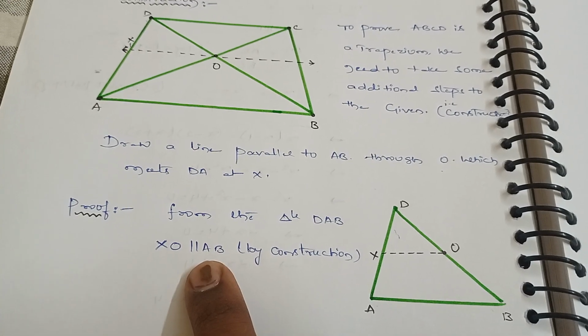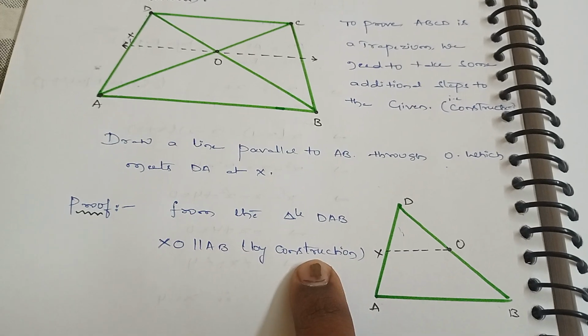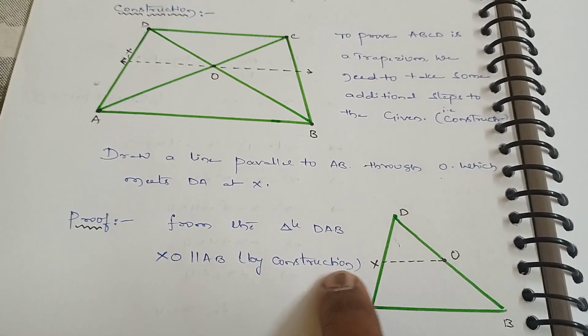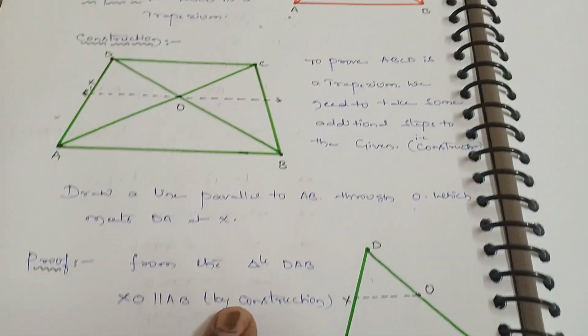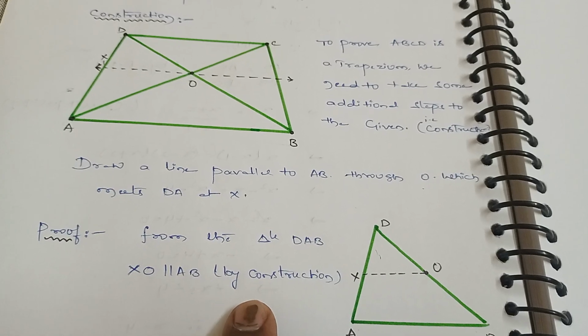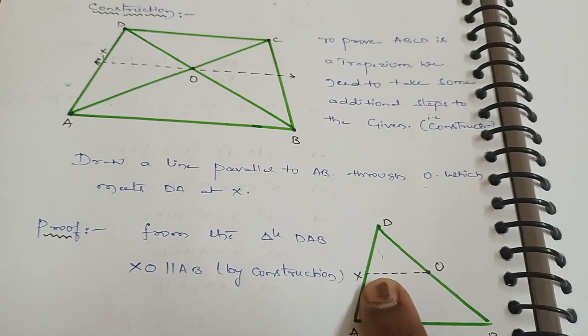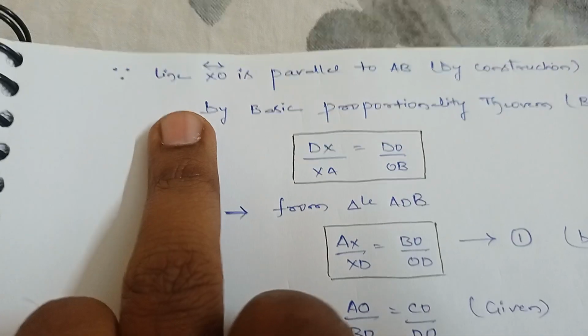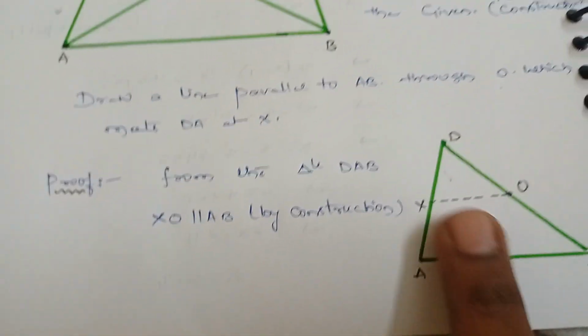XO is parallel to AB by construction. By construction means that it is not given in the question. We have taken this part based on the given statement to get the result. Therefore line XO is parallel to AB.